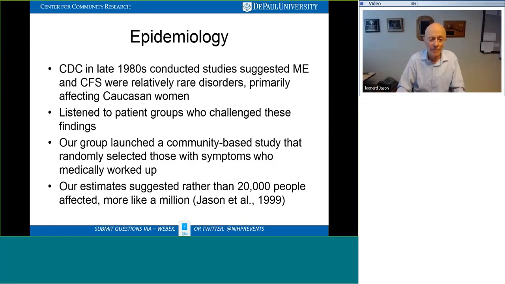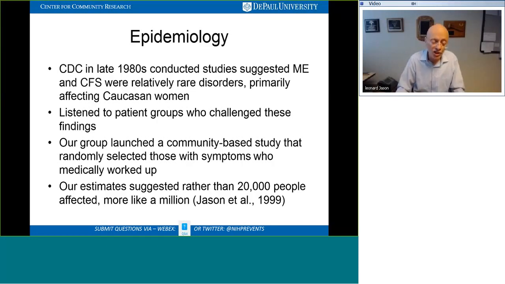CFS area. The CDC in the late 1980s had conducted studies primarily with ME and CFS, and they found that it was a relatively rare disorder, primarily affecting Caucasian women. We listened to patient groups who challenged these findings, and our group launched a more community-based study rather than physician-based study that randomly selected individuals from the community and then brought them in for workups.